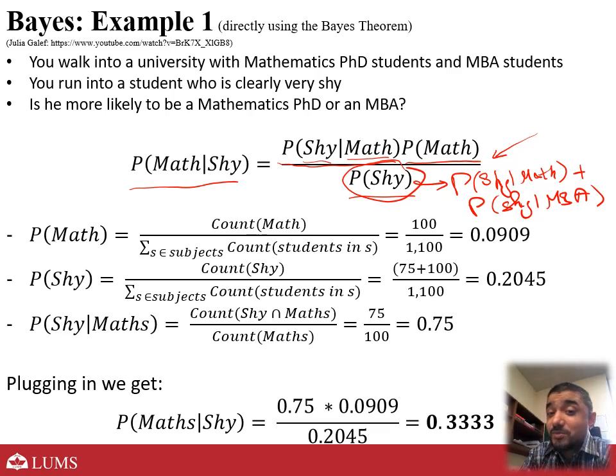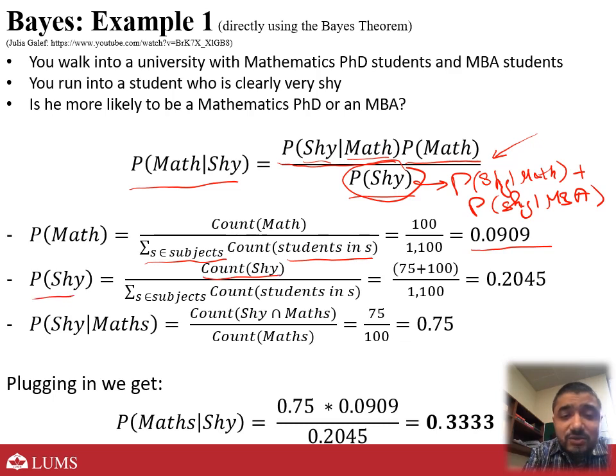So this is the overall probability of being shy. So the number of shy students over overall 1100 students, right? All right. We're getting somewhere, and now let's also give names to these things in Bayes theorem. We're getting there. Okay, so probability of being math is just count of math divided by the sum of students across all subjects. So count of the students in all subjects. So this is 100 over 1100, which is 0.0909.